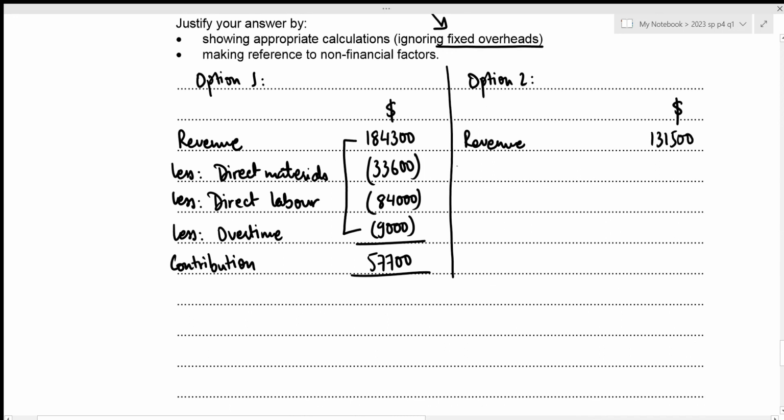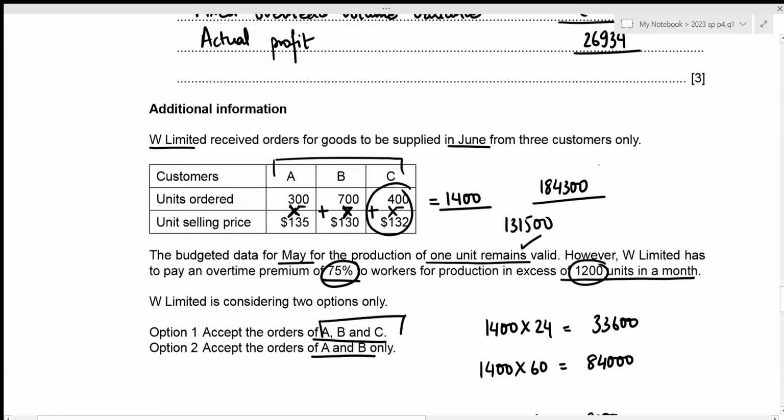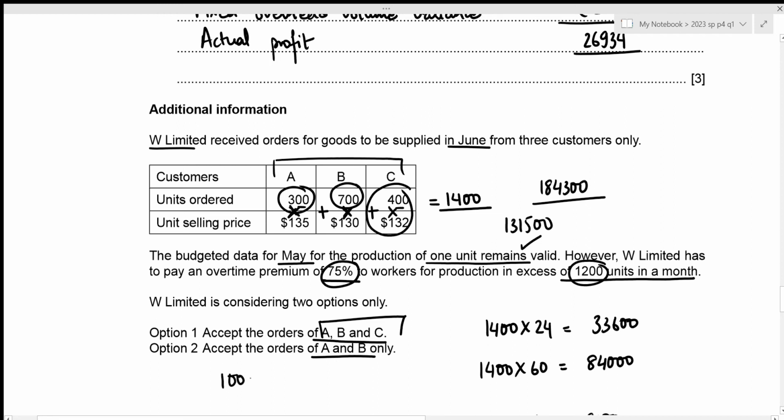Then we subtract our direct materials. For option 2, our total units is just going to be 300 plus 700, which is 1000, right? So the total direct material is going to be 1000 times the direct material per unit of 24, which results in 24,000. Let's write it down.